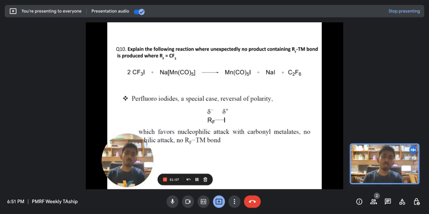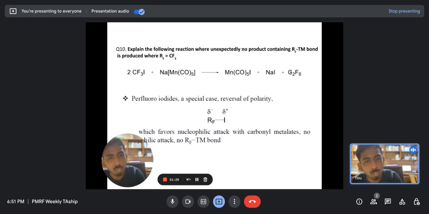The RF-TM bond would happen if this Mn(CO)5 minus would attack on this carbon. But this CF3 carbon is delta minus in nature. So this delta minus and this delta minus will be repelled. That's why there is no product where the RF-TM bond is present, except they are getting this Mn(CO)5I and the addition product of these two CF3, the homocoupled product, that is the C2F6.